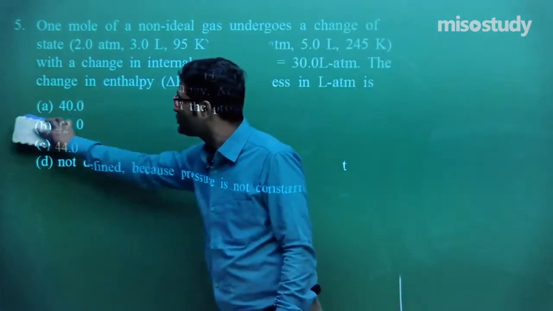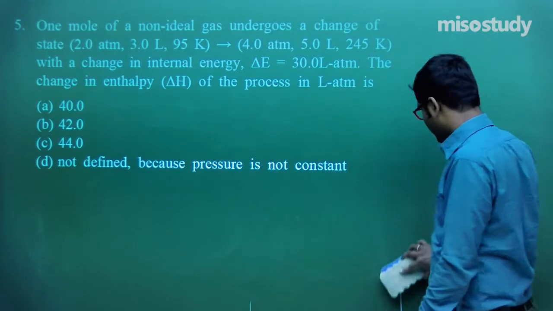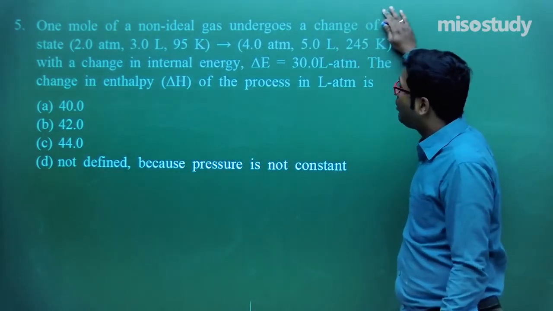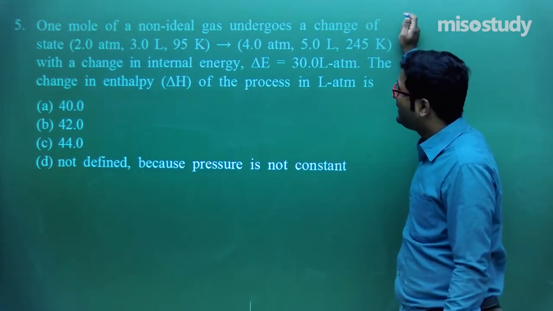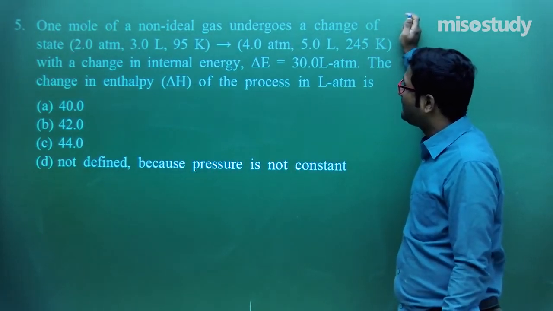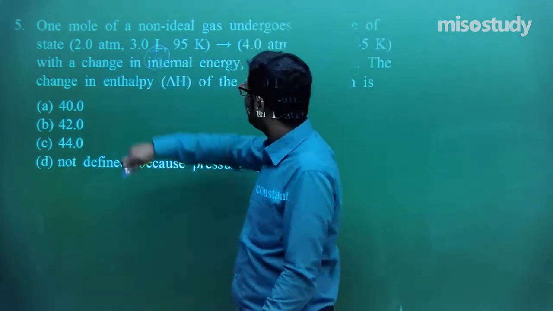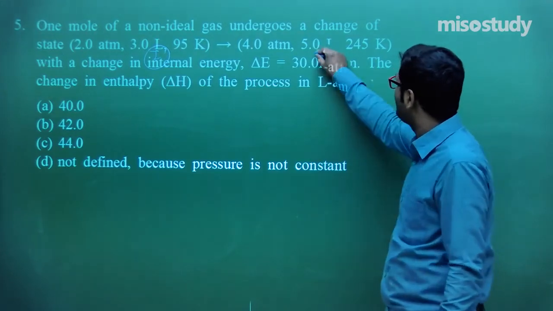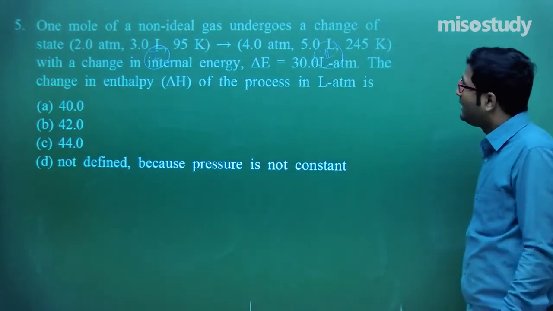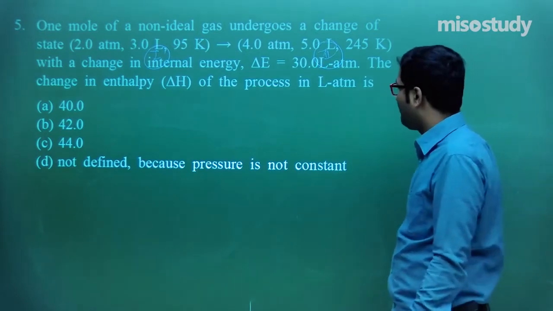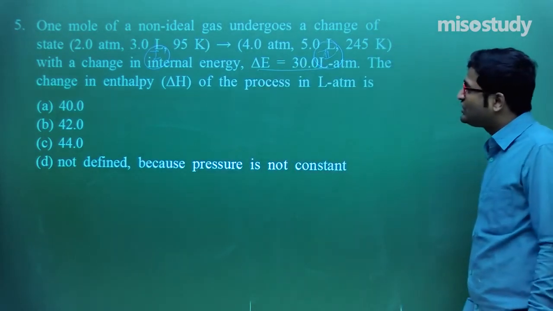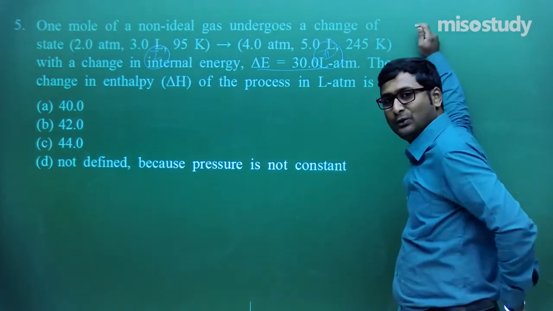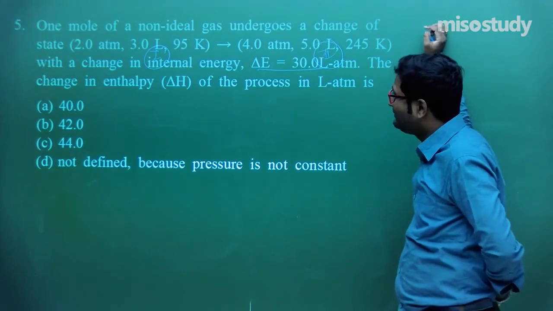Now look at the question. Tell me what will happen in this case. Check it out. 1 mole of a non-ideal gas undergoes a change of state. P1 is 2 atm, 3 liter at T1. This is state 1. And P2 is 4 atm, 5 liter at T2. This is state 2. Clear to you? With a change in internal energy, delta U is given. Find the change in enthalpy of the process. So friend, what to do? Tell me, here, change in enthalpy.